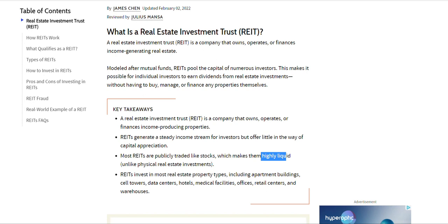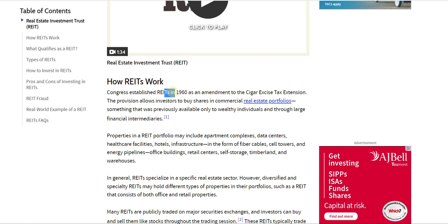REITs invest in real estate property types, including apartment buildings, cell towers, data centers, hotels, medical facilities, offices, retail centers and warehouses. So they buy properties and rent out offices to companies, data centers, hotels, and all sorts of things. They started in the 1960s in America, but in the UK I think it was 2007 or early 2000s that they started.